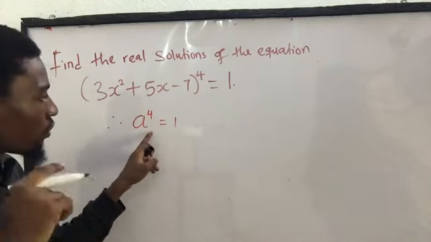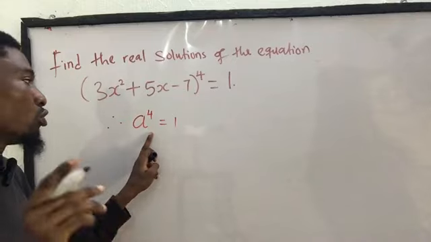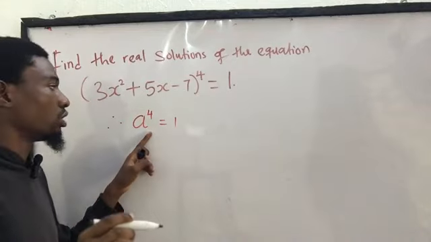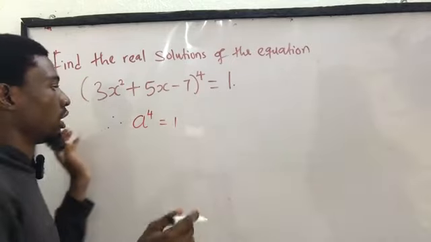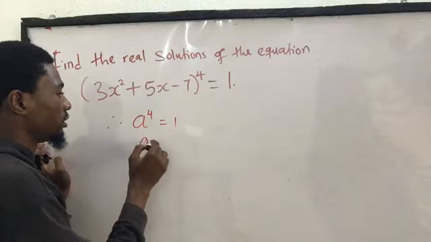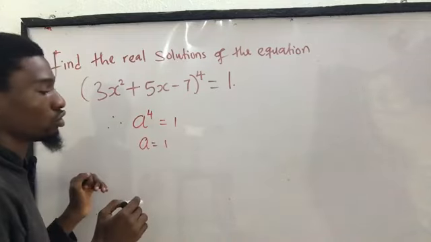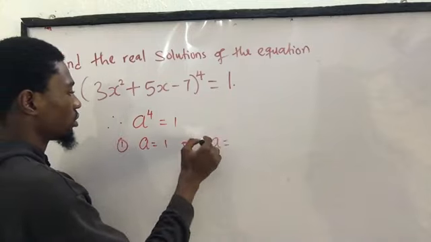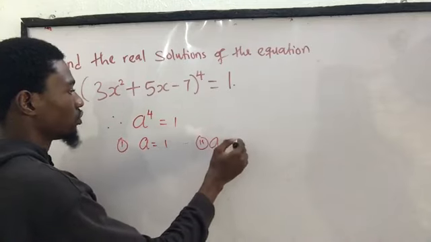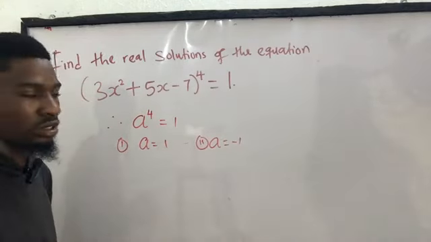Now for A to the power of 4 to be 1, you only have two conditions here, okay? You only have two possible ways for you to have 1 here. So the first one is when A is equal to what? Either A is equal to 1, that is the first case, or the second case is when A is equal to minus 1. That is the second case.